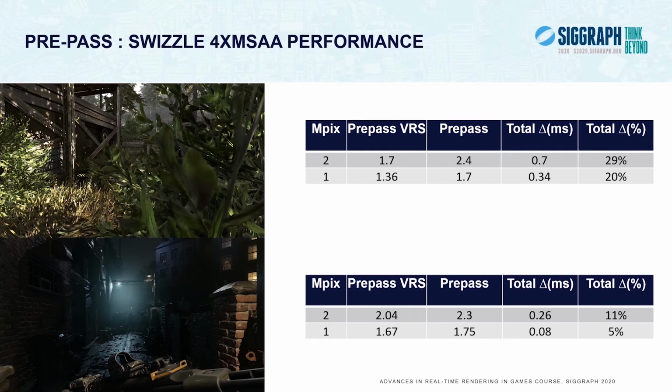If we look at two different scenes that show different setups, in one we have heavy alpha tested overthrow, and the other one shows a typically well balanced scene between different geometry types. We can see that the VRS prepass gives us quite significant gains. In terms of heavy alpha test overthrow, we can see a total saving of 29%, diminishing to 20% at 1 megapixel. Then in a more typical scene, a 2 megapixel image is going to give us about 11% gain, whereas going down to 1 megapixel is going to give us 5% gain.